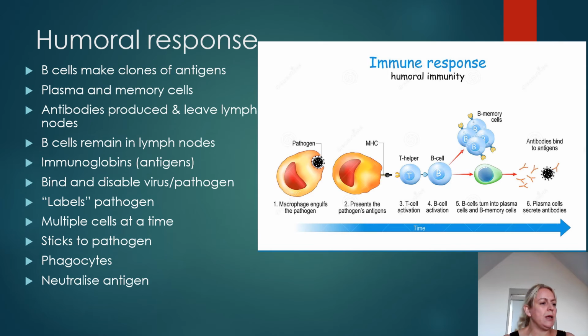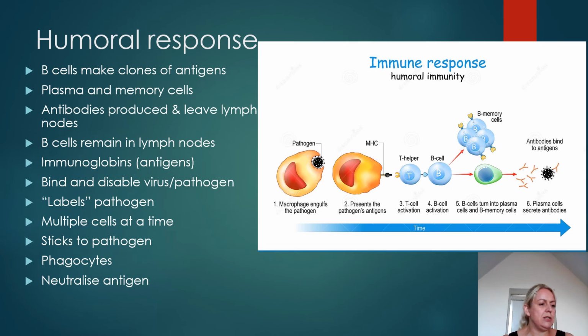Plasma cells make thousands of antibodies every second. The B cells never leave the lymph nodes. It is the antibody that's produced that travels around the body to find the infection site. If a B cell has met with an antigen before, it will recognise it and is able to bind with it to disable the spread of the virus.